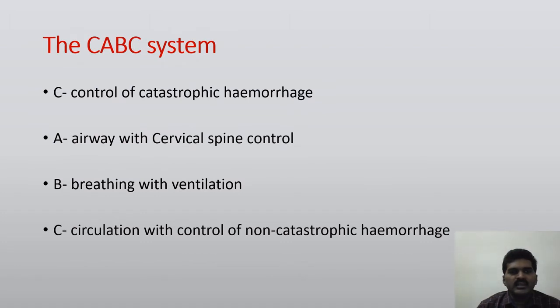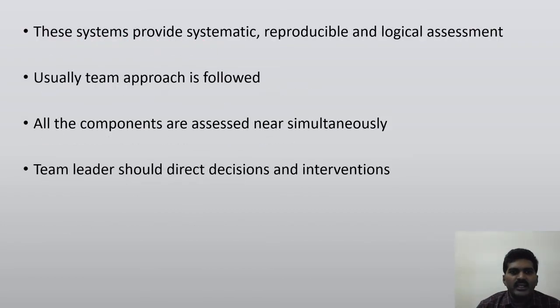There is another system developed to rapidly identify catastrophic hemorrhage and manage it: catastrophic hemorrhage control, airway with cervical spine control, breathing with ventilation, circulation with control of non-catastrophic hemorrhage, which is called the CABC system. To rapidly identify problems, there is a 10-second evaluation, which we will see in the next slide.